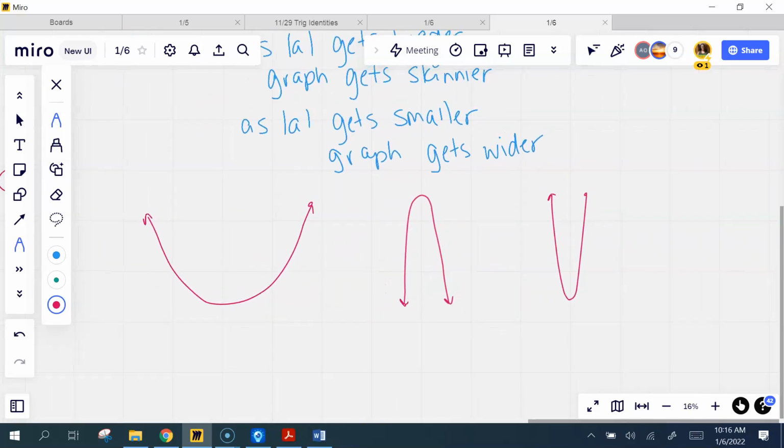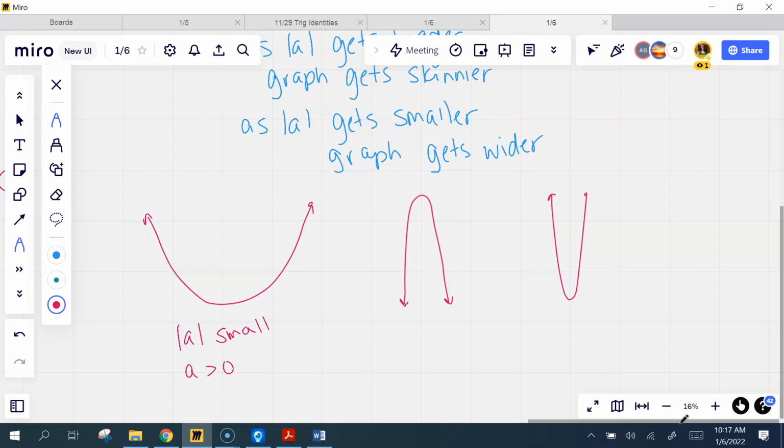Let me show you three graphs. Tell me what you think you know about A on each one of these. Look at the first one. A is very small, so I think the absolute value of A is probably small. What makes you think that? The graph is wide, right? That graph's pretty wide. What else do you know about A there? It's positive. How do you know it's positive? It's going up. Easy enough?